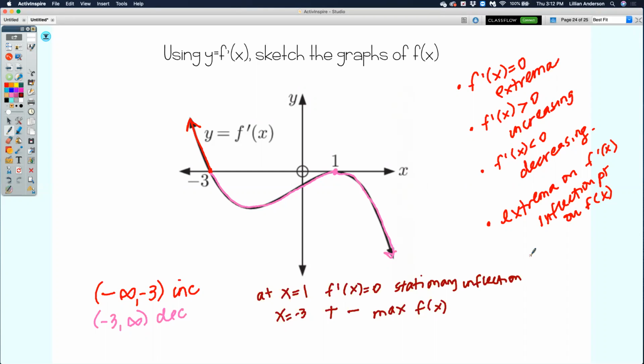Okay. Well, it is a stationary inflection point, but remember, the curve that I drew over is representative of the first derivative. Because we went from negative to negative at 1. Remember, if we go negative to negative, that means we have a stationary inflection. Or if we go positive to positive, that means we have a stationary inflection.